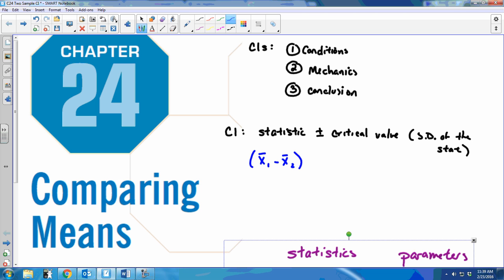Again, the easiest way to compare two things is to find the difference between them. Plus or minus, because we're talking about means, what's our critical value going to be from? The t distribution. And we'll talk about the degrees of freedom associated with that in a second, because there always has to be degrees of freedom associated with that, right? And then we have the standard deviation of the statistic, and I'll write that all out in a second as well.